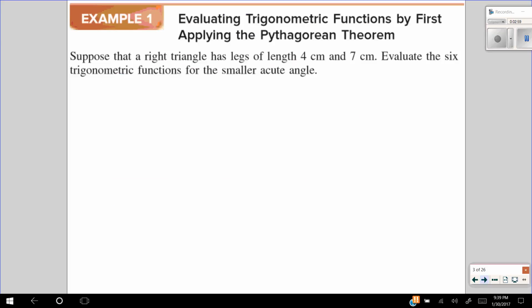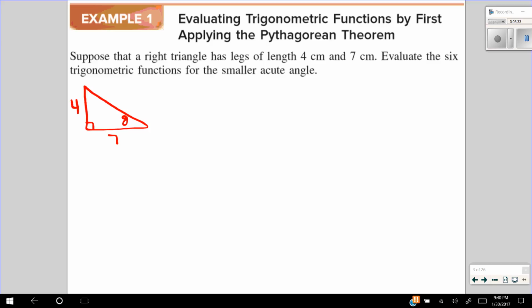Okay, so here's our first example. It says, suppose that a right triangle has side lengths of 4 and 7 centimeters. Evaluate the 6 trigonometric functions for the smaller acute angle. So the first thing I'm going to do is make a little sketch of this. And I'm just going to make one of the acute angles theta. And since they are saying that theta is the smaller angle, that would mean the smaller side has to go across from it. And then the other leg would be 7.